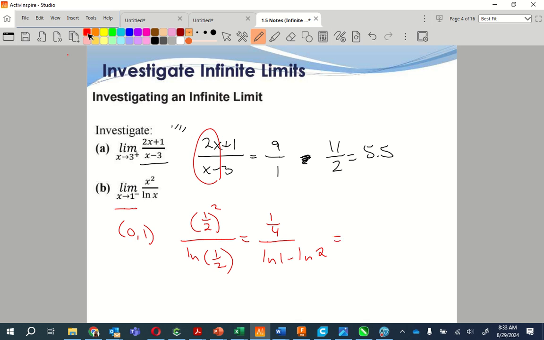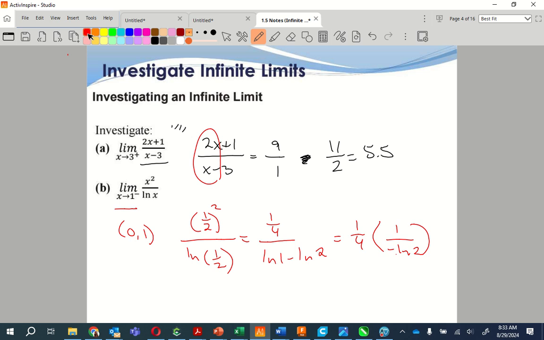So this is going to be a 1/4 times right here, that's going to be a 1 over negative ln of 2. So that means that I'm going to end up with negative numbers, right? So negative numbers in there. So that means that right here, as it's approaching, I need to understand, it's a negative number, so it looks like it's going to go down, right?